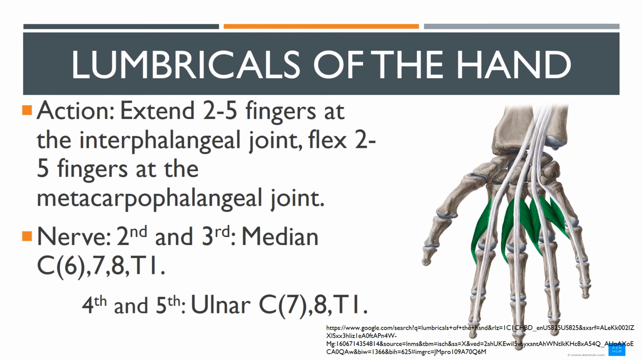The lumbricals of the hand extend the 2 through 5 fingers at the interphalangeal joint and flex 2 through 5 at the metacarpophalangeal joint. The nerve for second and third is median C6, 7, 8, and T1, and fourth and fifth is ulnar C7, 8, and T1.